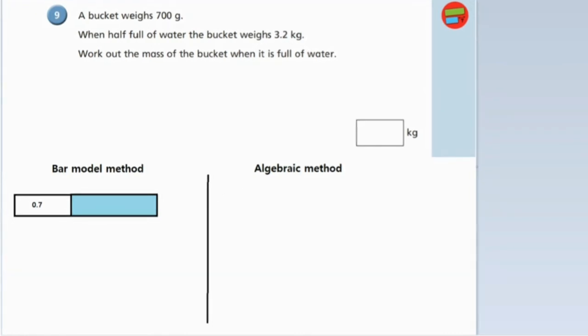Algebraically, if I'm using the algebraic method, I'm going to start using letters to stand for something I don't know. And I'm going to use W to stand for the weight of the water.